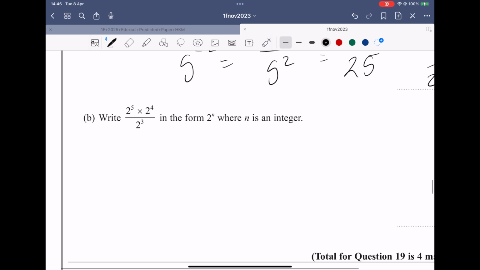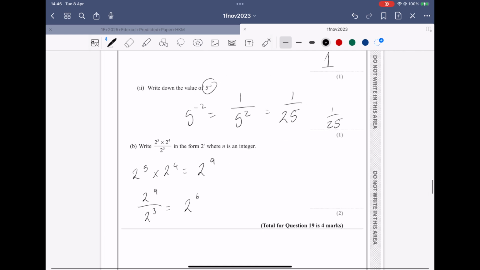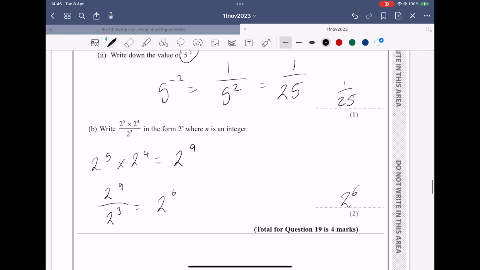Write this as 2 to the n, where n is an integer. Okay, so index laws. So 2 to the 5 times 2 to the 4. We actually add the powers here. So this becomes 2 to the power of 9. Don't times the powers, just add them. So we're doing 2 to the 9 divided by 2 to the 3. And now this time, because we've got a division in the middle, we're not going to add the powers, we're going to subtract the powers. So it becomes 2 to the 6 altogether. And that's done, because that's how it wants it to be.